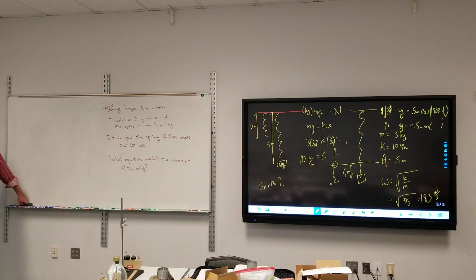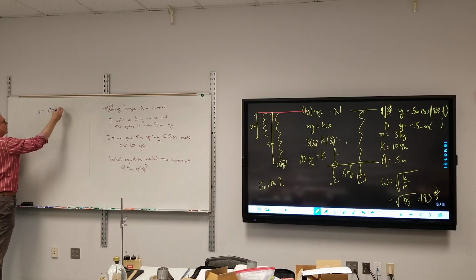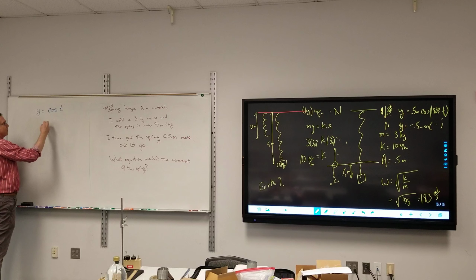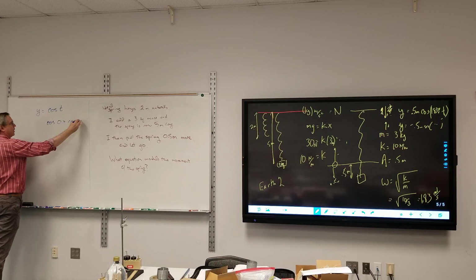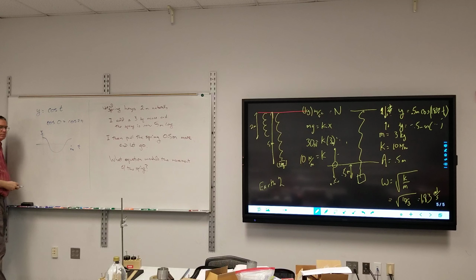All right, let's do a different approach. Instead of finding frequency, let's find period first. If I gave the equation y equals cosine of t, what would be the period? How long does it take to repeat itself? It's 2 pi. Cosine of 0 is equal to the cosine of 2 pi. If I plotted out my cosine curve, where this is time, this is y, that would be 2 pi. So after 2 pi seconds, you'd be back where you started.